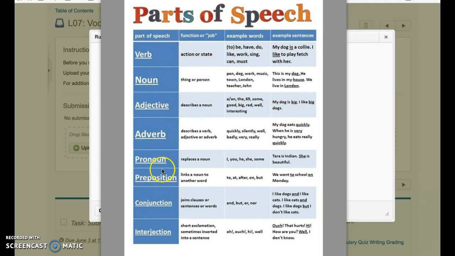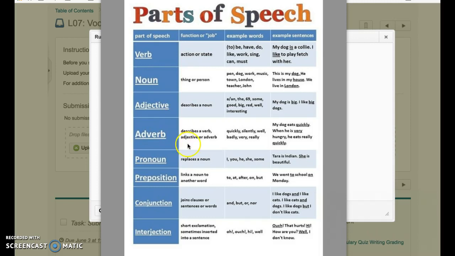So I hope this chart is helpful. Luckily, the things down here you don't necessarily have as part of your vocabulary quiz. So it's mostly these top four that it could be. If you see in parentheses that it's an adjective, then use this chart to help you remember, oh, what was an adjective again?